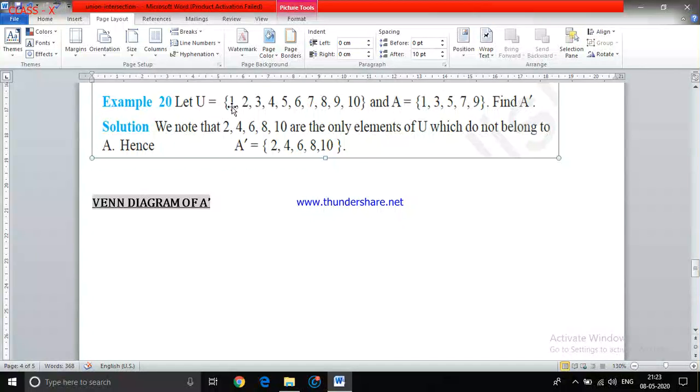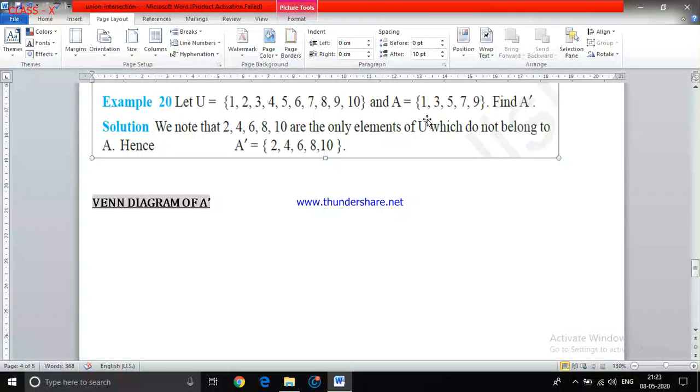You can see the A complement here. The universal set consists of all the numbers from 1 to 10. A is the set consisting of odd numbers. Then A complement will consist of even numbers, because all the odd numbers are already in A, so A complement cannot have the same elements as A. So A complement has all those elements from U which do not belong to A.